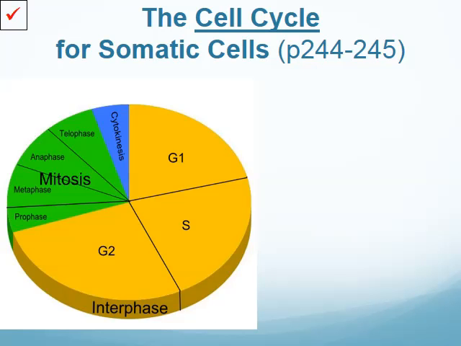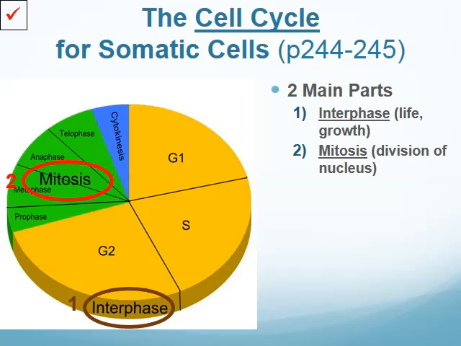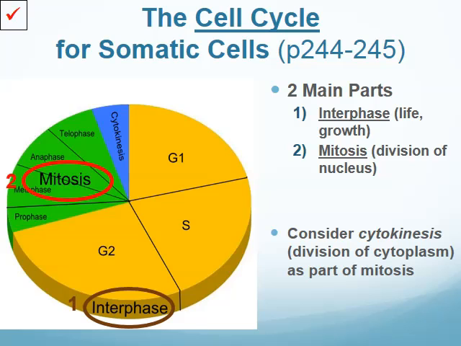So the cell cycle for somatic cells, remember somatic meaning body cells, has two main parts. The first is interphase. This is the life or growth phase. The second is mitosis, which is the division of the nucleus. Now we also have cytokinesis. However, for the course of this class, we're going to consider cytokinesis part of mitosis. So let's go ahead and talk about these cycles individually.